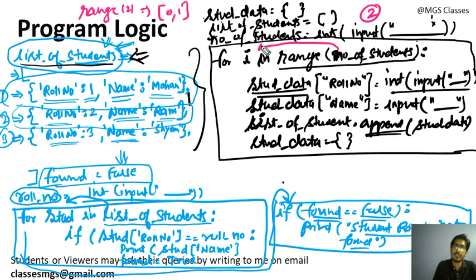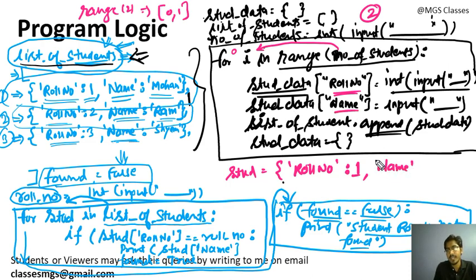So for this, i will become 0 first, and then we are entering the roll number for the first student. Then the student dictionary will become like this: student, and then the dictionary we are trying to insert, roll number. Whatever the user inserts, the roll number will come here. Let's suppose he has entered 1. Then we will enter the name. Then name will become the key, and whatever name, let's suppose Ram he has entered, Ram will come here. So this dictionary will become like this.